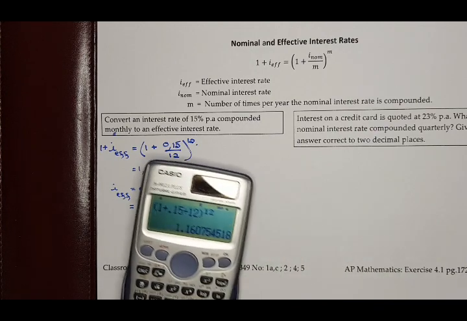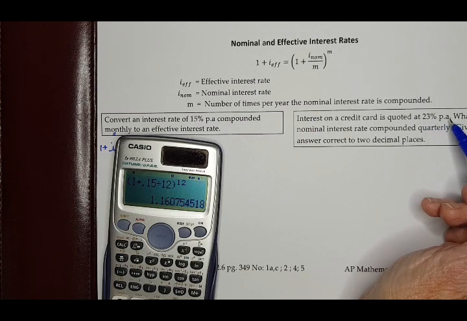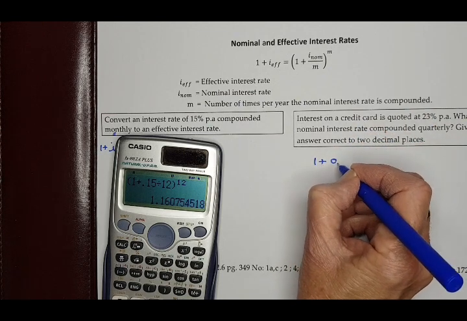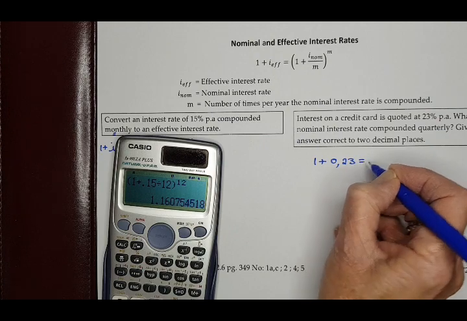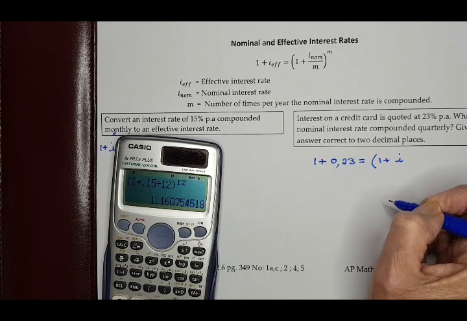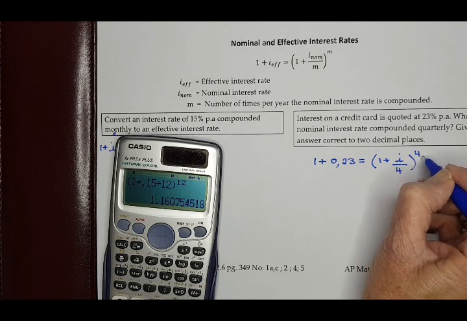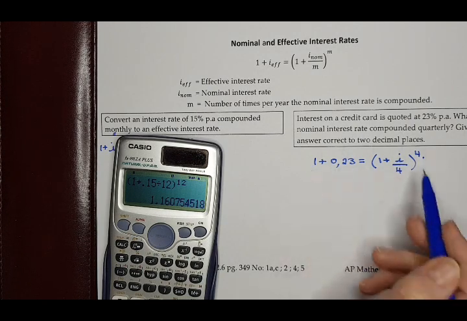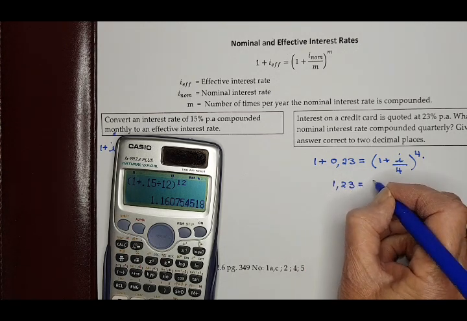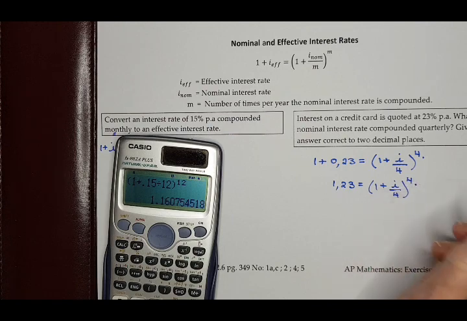The second example, if the interest is quoted at 23% per annum, this time round I am giving you the effective interest rate, so we'd say 1 plus 0.23 is equal to 1 plus, and I'm looking now for my nominal interest rate, and it's compounded quarterly. So this is the equation that I have to solve. I have 1,23 is equal to 1 plus i over 4 to the power of 4.